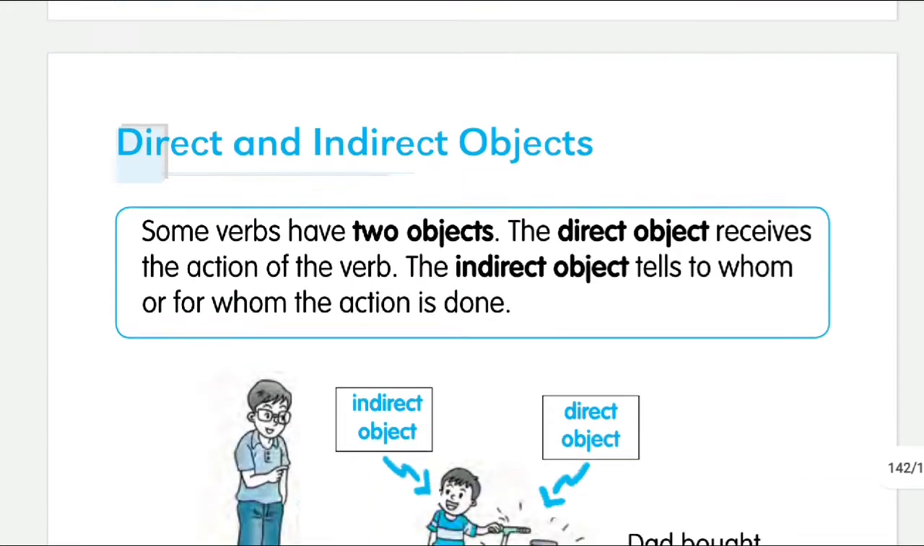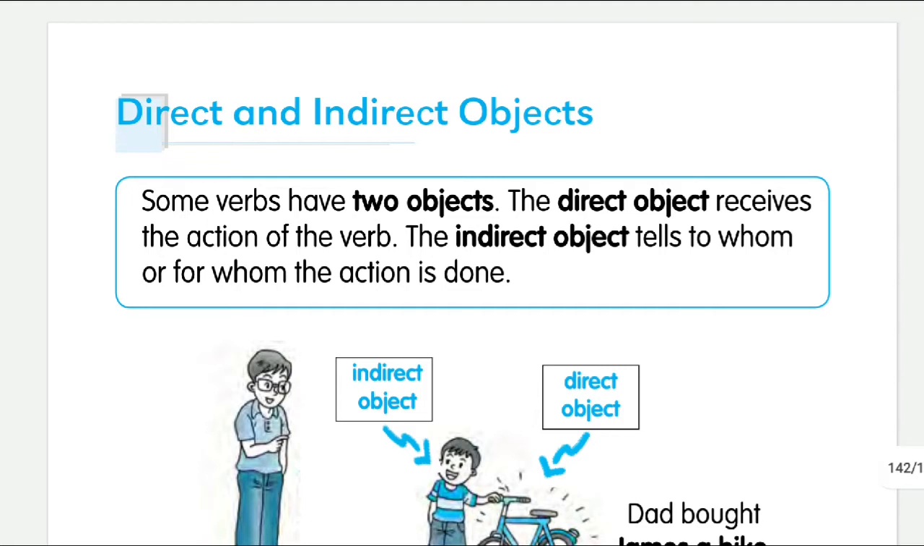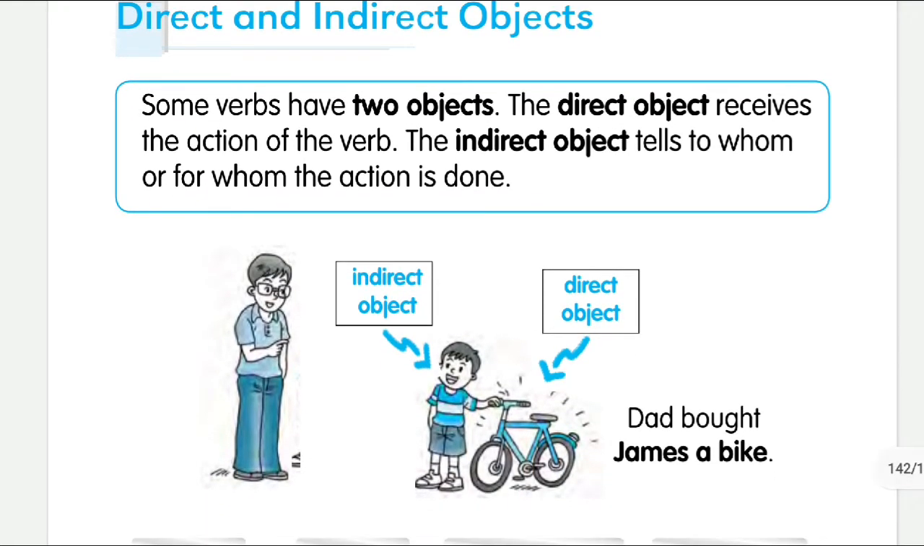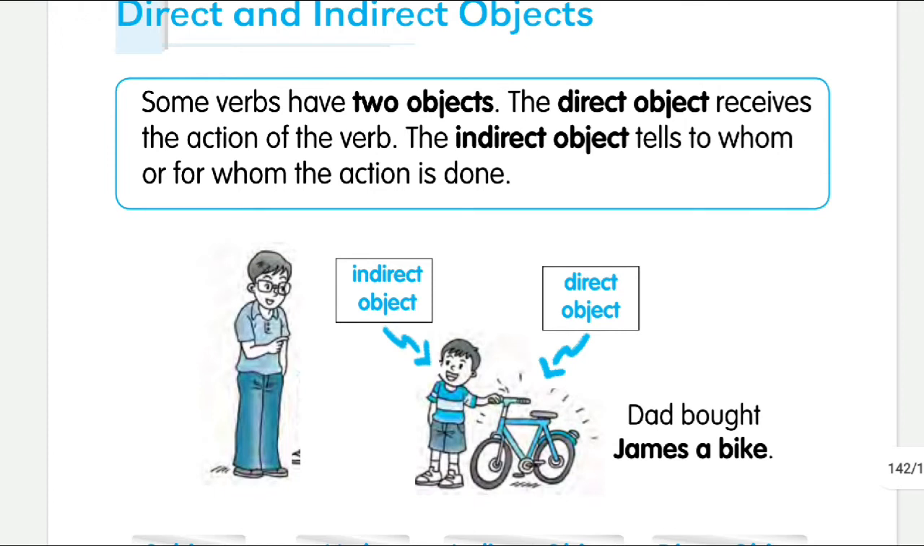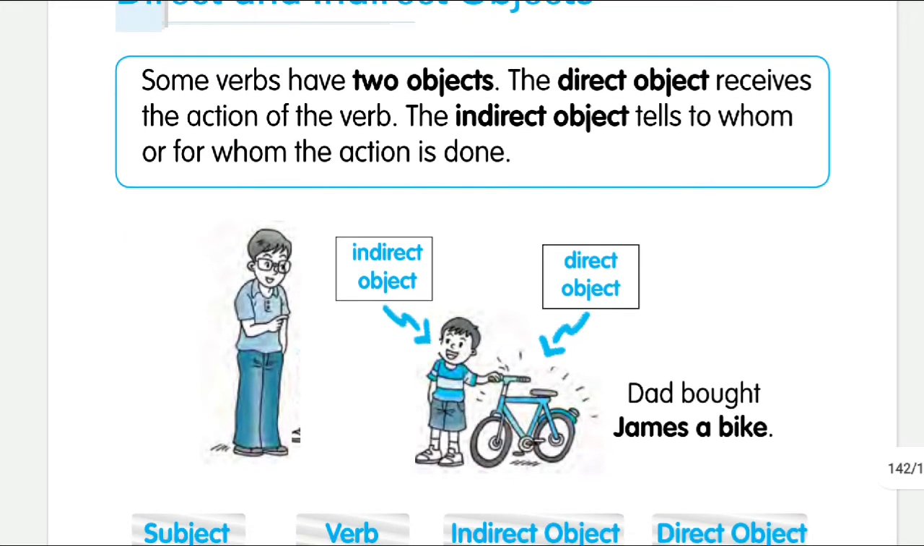So now we will move on, two types of objects are there. One is direct objects, another is indirect objects. So let me clear what are direct objects and what are indirect objects. The direct object receives the action of the verb, and the indirect object tells to whom or for whom this action is done. For example, you can see here the dad is telling the son. It is the indirect object. And the direct object is the child bought James a bike. You can see here James and bike are directly connected. That's why it is the direct object.